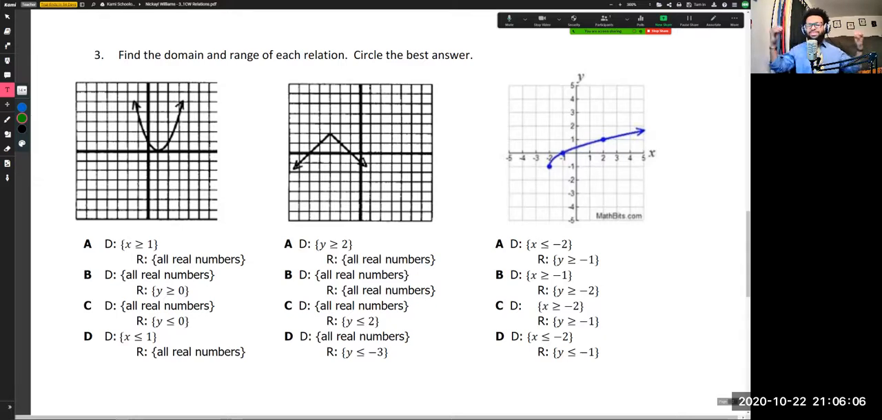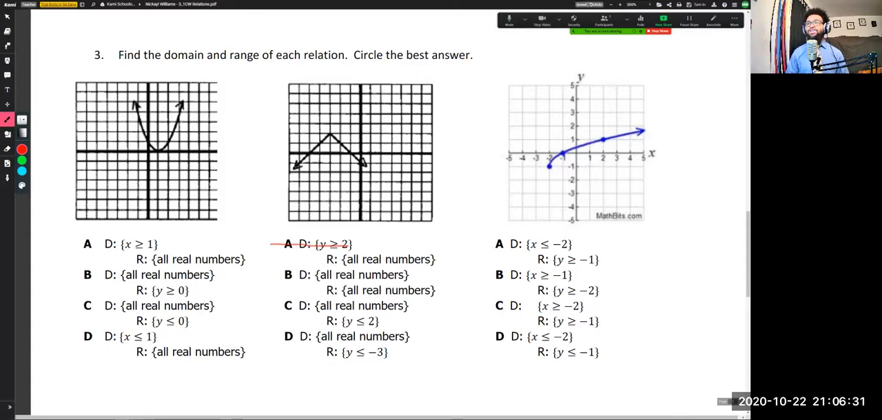So if you think back to your notes, when we want to find our domain, we're going to go from left to right, just the way we read. And if the arrows are pointing in both directions, then it's all real numbers. We see going from left to right, it's pointing to the left and it's pointing to the right. So that's going to be all real numbers for our domain. And since we see that, we know that it's not going to be A. We can cross A off, and the rest of them have all real numbers as part of the domain.